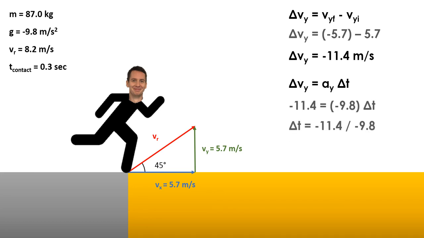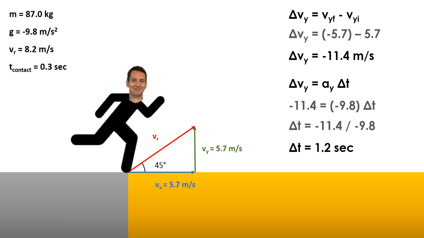So the flight time is going to be delta t. Delta t equals the change in vertical velocity, which was minus 11.4, divided by the acceleration of gravity, which will give us 1.2. So in this case, our athlete, let's call him, was in the air for 1.2 seconds.